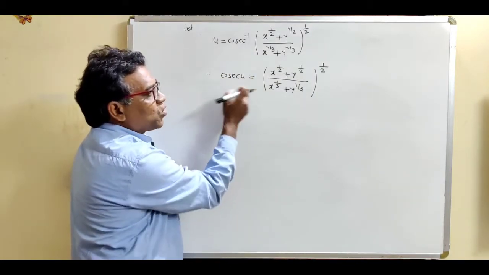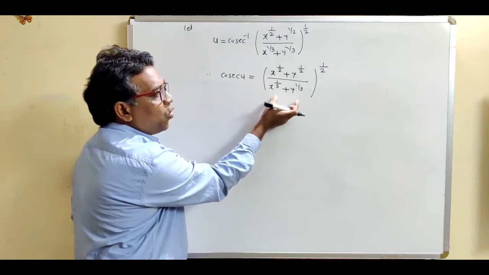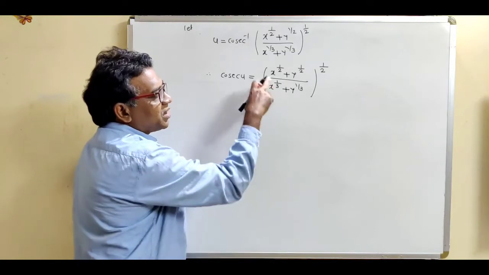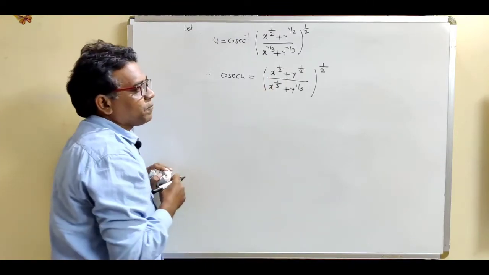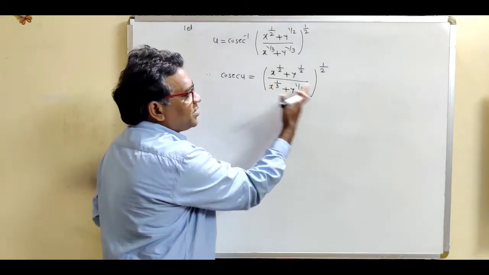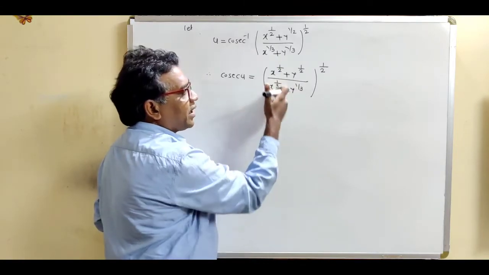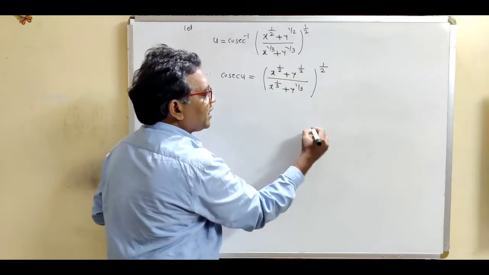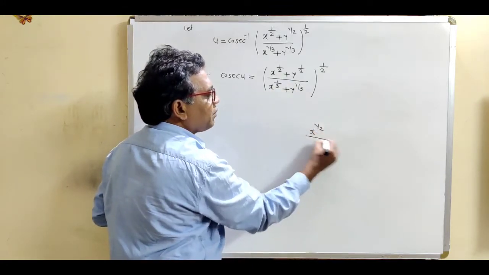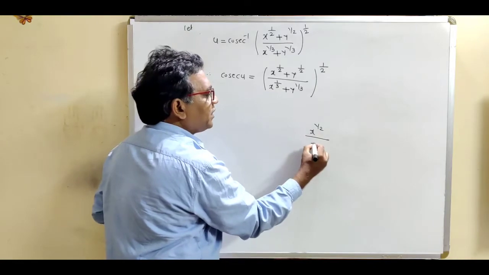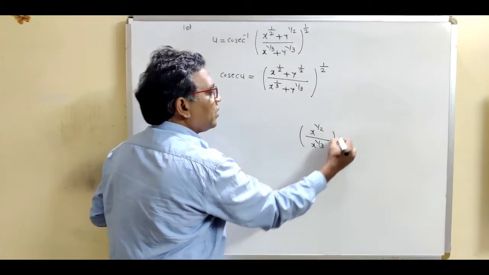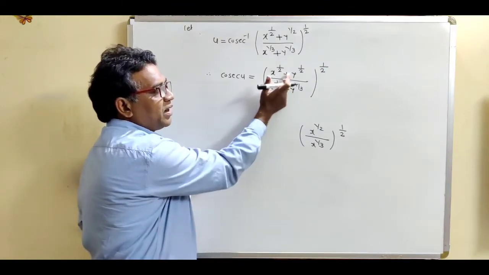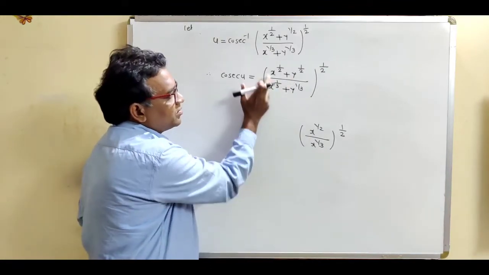Now obviously this cosec u is a homogeneous function, and how to calculate the degree? Just apply simple laws of indices. Now consider either of the variables, either we can take variable x or we can take variable y. If we take variable x, then this is x raised to 1/2 divided by x raised to 1 by 3, and whole raised to 1/2. So just consider the variable x.